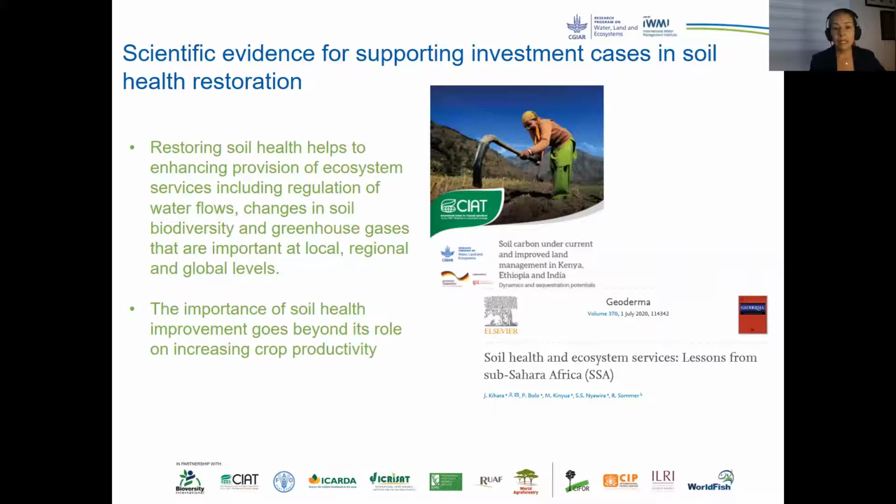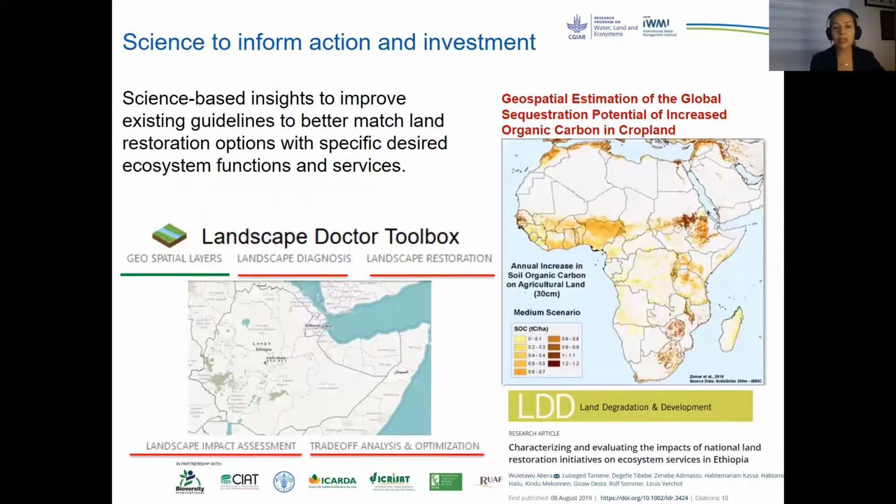My next message has to do with the importance of science to inform action and investment. As restoration delivers multiple benefits and there is a diversity of management practices to restore soils and landscapes, there is a critical need to start moving from general restoration investments toward investments that are more targeted, depending on the priority benefits. And those priority benefits change from one side to the other. So in this sense, science is needed to develop tools that help match restoration actions better with the benefits of interest for the different stakeholders.